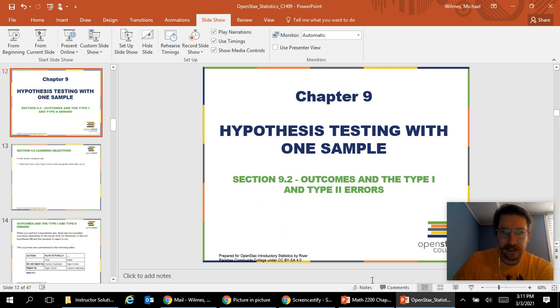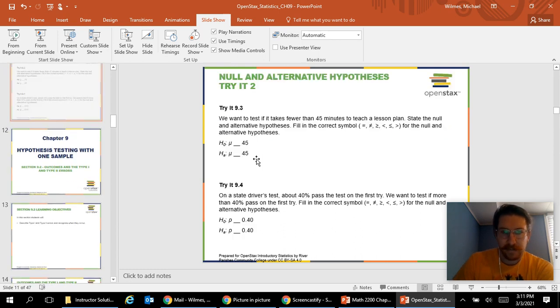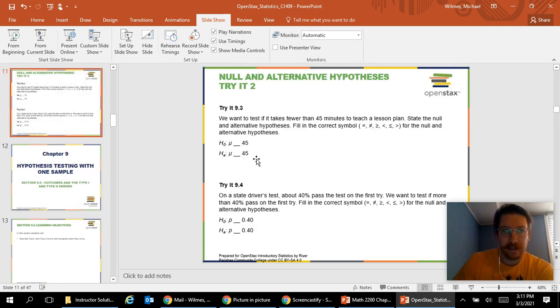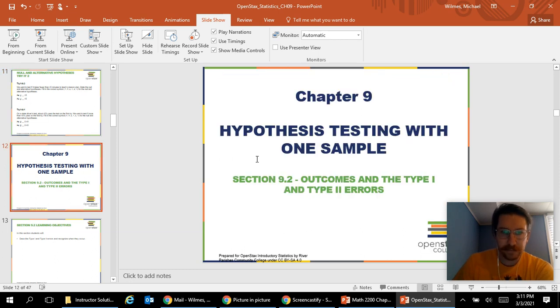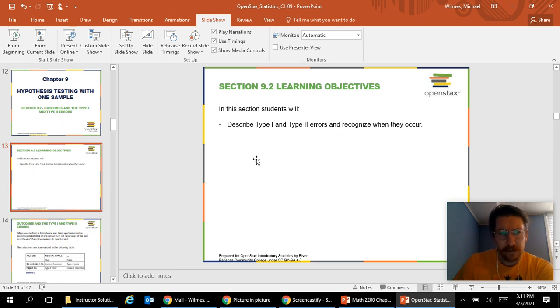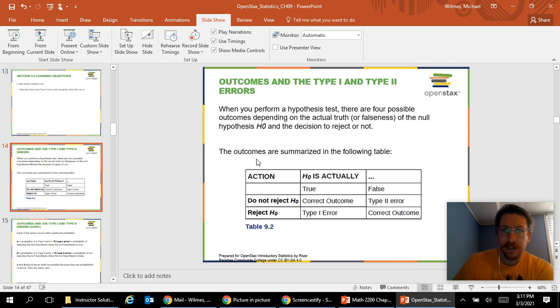Inside of this lesson, we're going to be looking at types of errors associated with our hypothesis testing. This is piggybacking off of our last lesson where we learned how to write the null and alternative hypothesis. So inside of this lesson, we're just going to be naming the errors. We have two types of errors that occur, a type 1 and a type 2 error. And here they are.